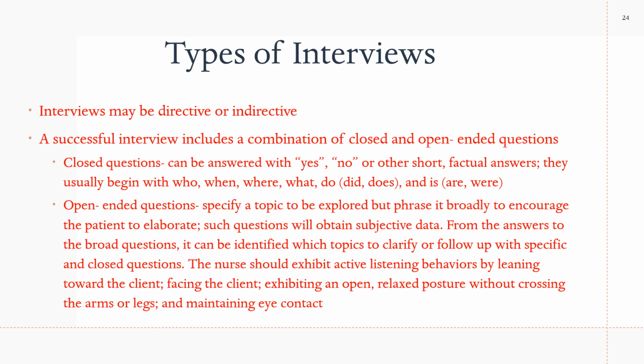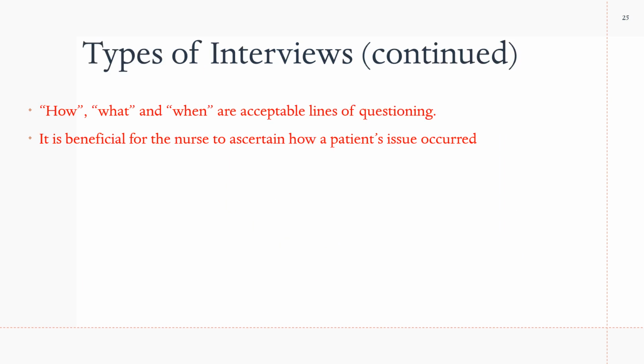So closed questions, of course, are yes or no questions. Are you in pain? However, we can ask, how did you fall? How did you break your hip? This will lead to some short factual answers, but with that, we can continue to move on and gather more information. How, what, and when are acceptable lines of questioning. It is beneficial for the nurse to ascertain how a patient's issue has occurred. So it is okay to use those terms, how, what, when.